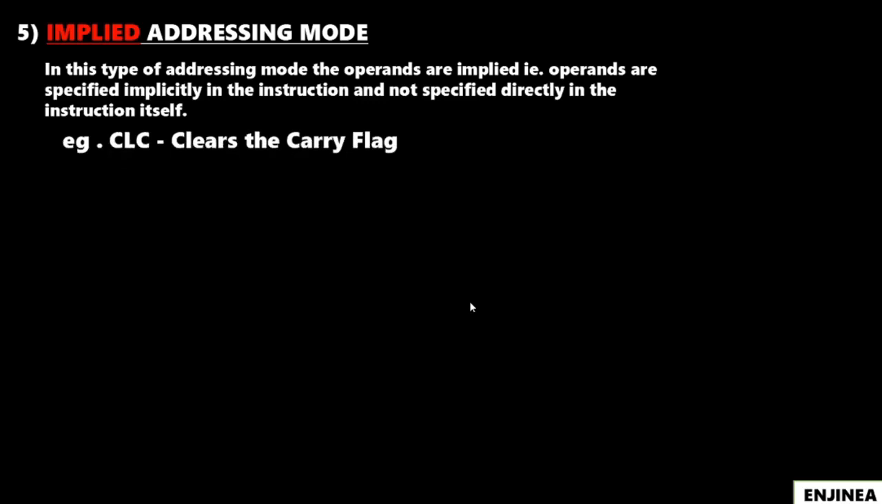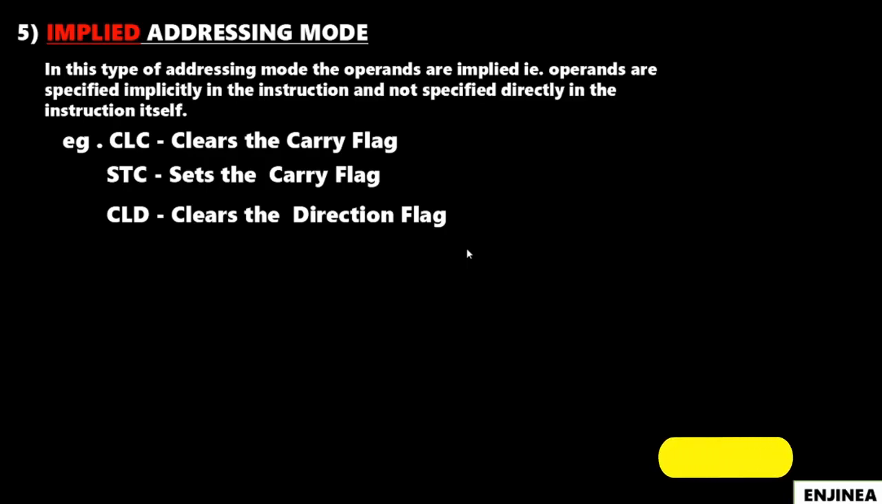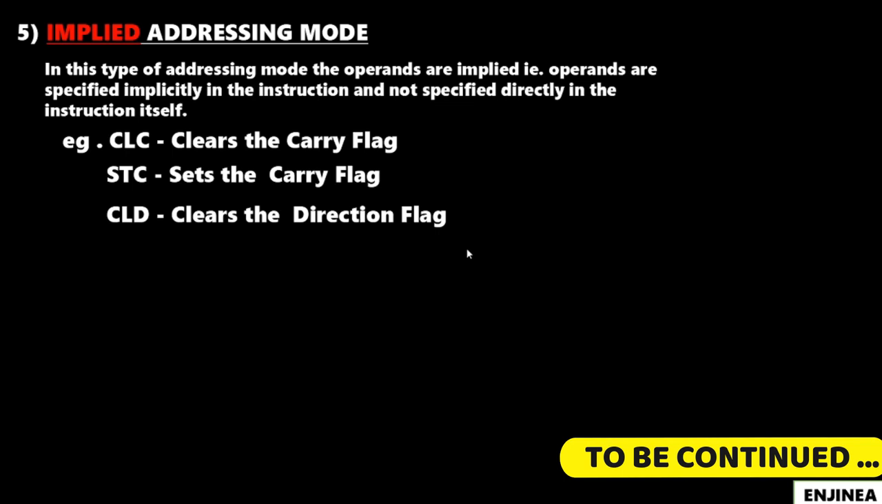For example, this CLC instruction, which is basically used to clear the carry flag. So whatever value is stored in our carry flag, it clears the value of that. Thus we can see in this instruction there are no operands written explicitly inside this instruction. Thus this is a kind of implied addressing mode. Other examples for this can be STC, which sets the carry flag, or CLD, which clears the direction flag. So with this I have almost discussed all the important addressing modes that we use in our 8086 microprocessor. Few addressing modes which are left I will be discussing in my next video.